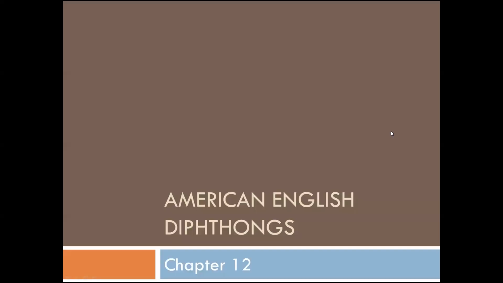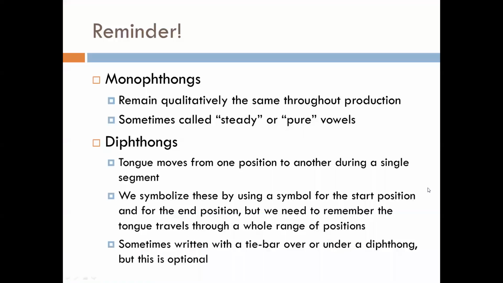Hello, in this video we're going to talk about the diphthongs of American English mostly, and we're going to highlight the most important ones from your assigned reading in chapter 12. As a reminder, those are some of the qualities of monophthongs versus diphthongs. When we're talking about diphthongs, we're talking about vowels that we consider to be a single sound segment, but the tongue is moving throughout the production.